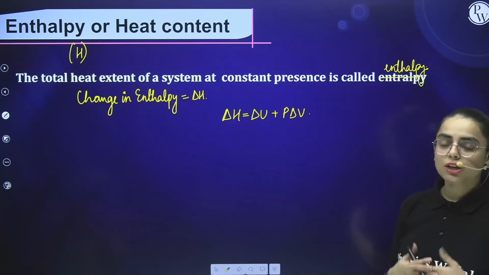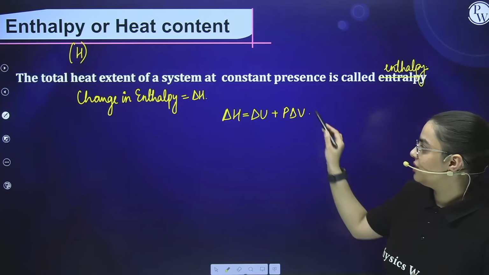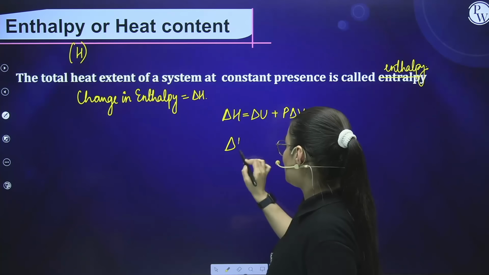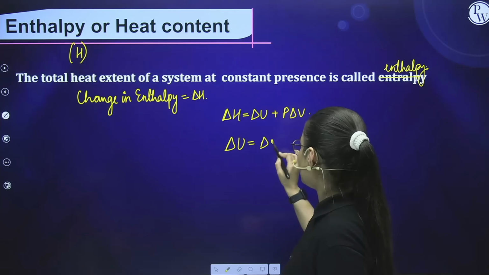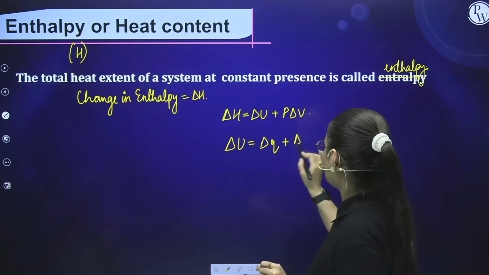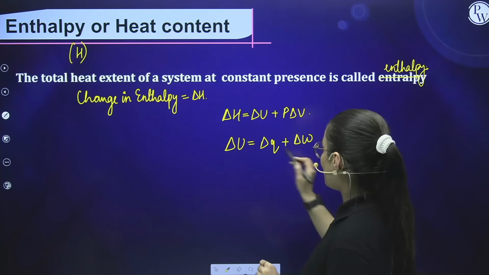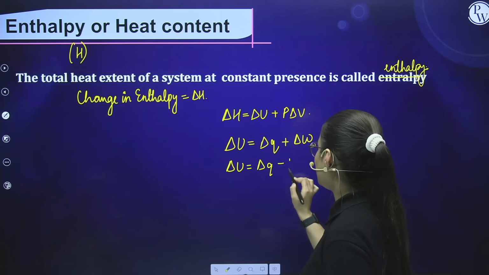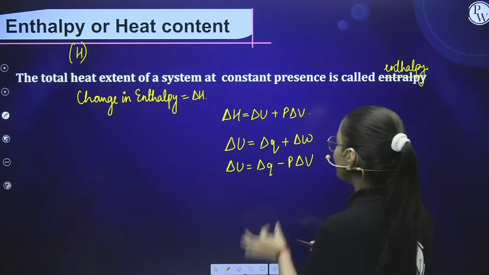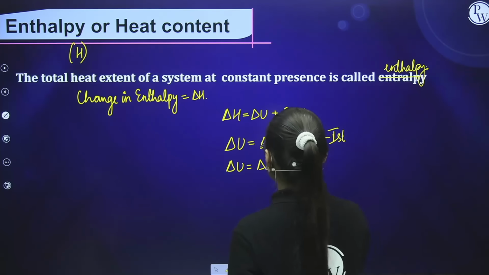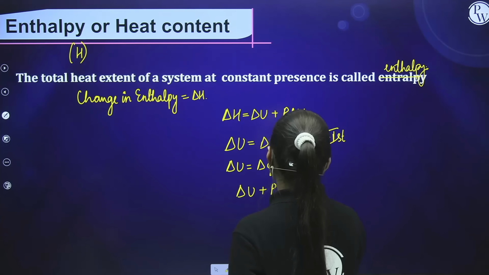Now students, we already know that P dV is work done. We can write the first law of thermodynamics as delta U equals delta Q plus delta W. Now what I'm going to do over here is delta U equals delta Q minus P dV. If I take this term over here, what I'm going to get? Delta U plus P dV equals delta Q.